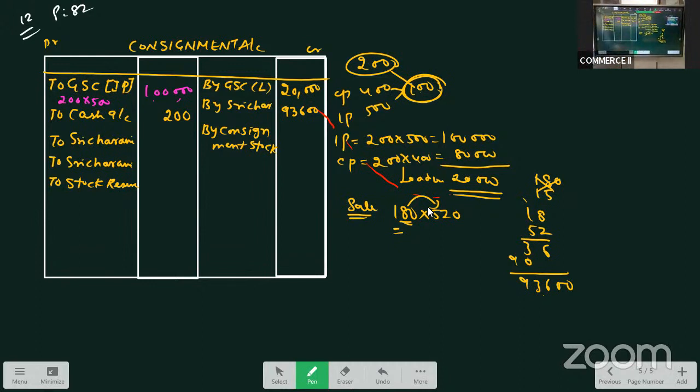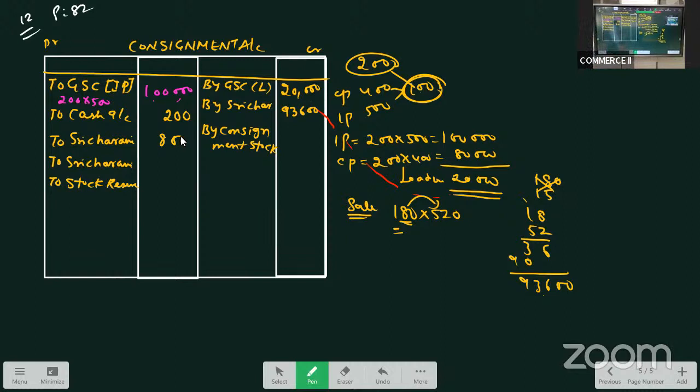And what are the expenses incurred by Sri Charani, the consignee? 800, and the nature is given as freight. Freight is a non-recurring expense. So in this case, the expenses incurred by the consignor are also non-recurring, and the expenses incurred by the consignee are also non-recurring. So both these expenses are to be taken into consideration at the time of unsold stock valuation.